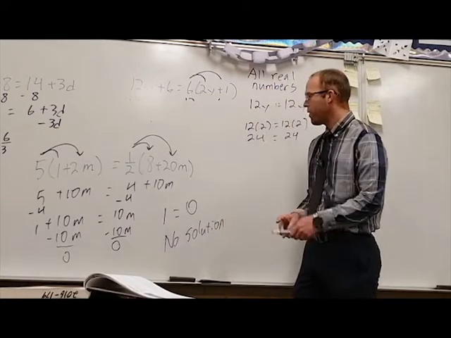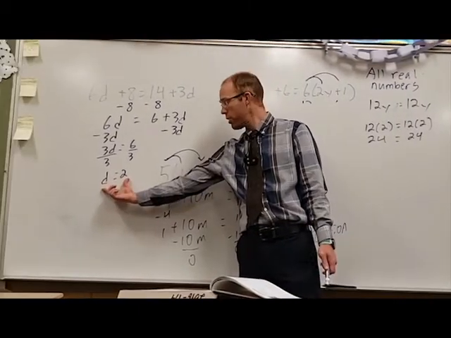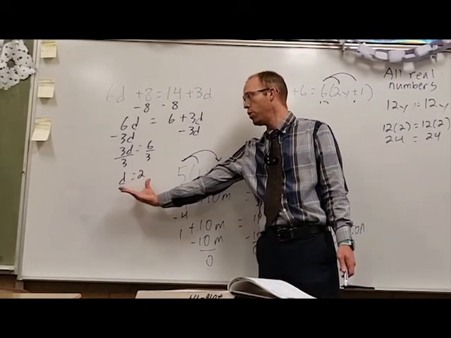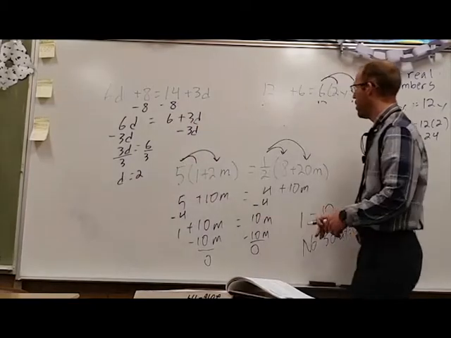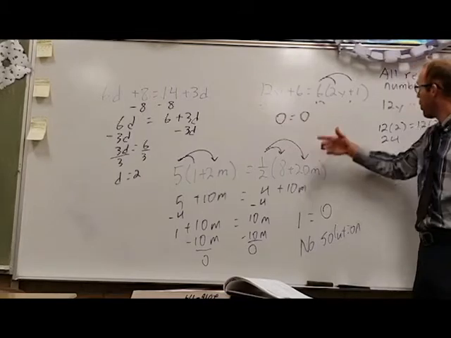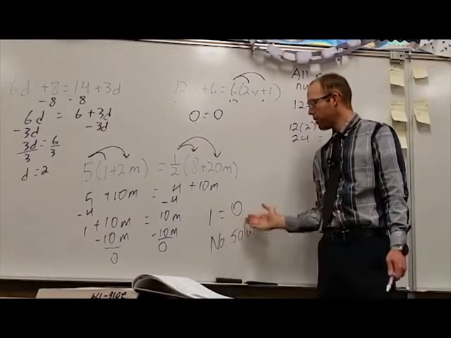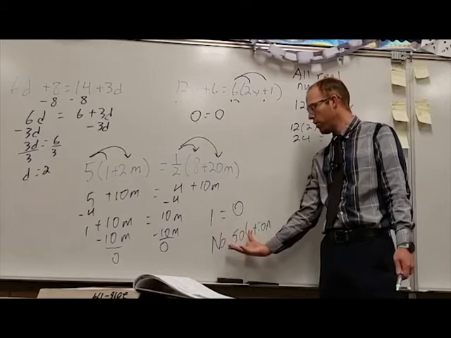Okay, so we've got 3 scenarios. We can see, hey, we've got one solution right here. It was just normal for us to solve. It's 2. We got that through our steps. When we had 0 equals 0, it turns out that every single number worked. So we have all real numbers. And right here we have 1 equals 0, and it clearly does not equal 0, so there is no solution.